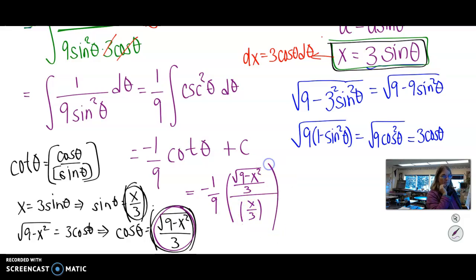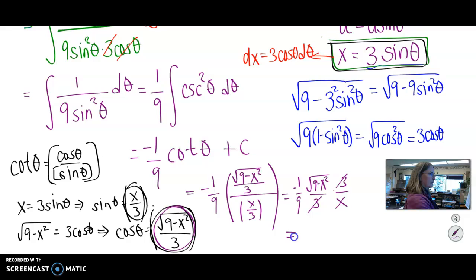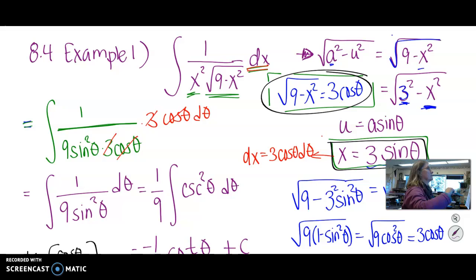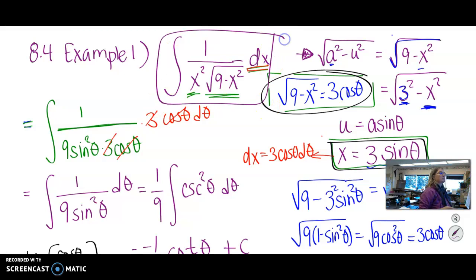So remember how to divide, we're going to flip and multiply, so we keep that negative 1/9, and then we have the square root of 9 minus x squared over 3, and we're going to multiply by the reciprocal of the denominator, which is 3 over x. Those 3's cancel out, and so your final answer is negative 1/9 times the square root of 9 minus x squared, over x plus c. That is the integral, evaluating the indefinite integral that we started with way back up here.